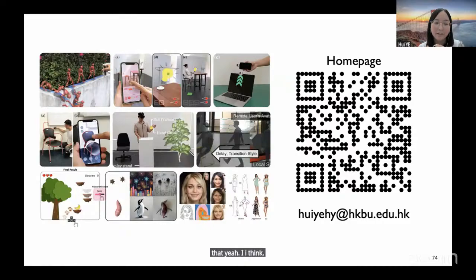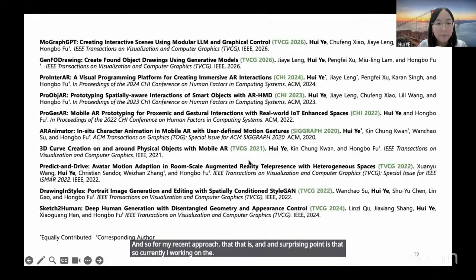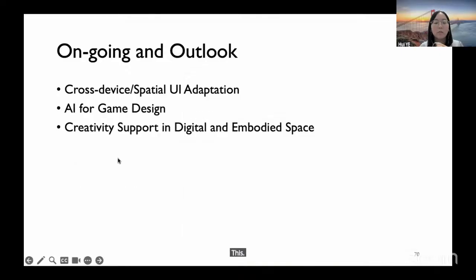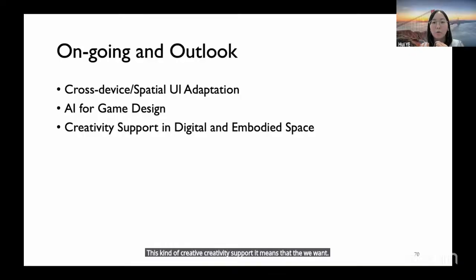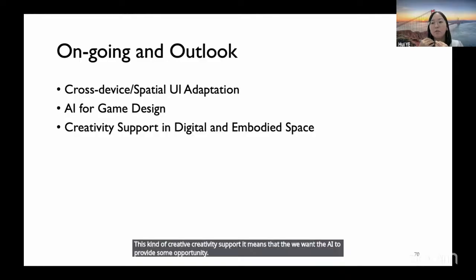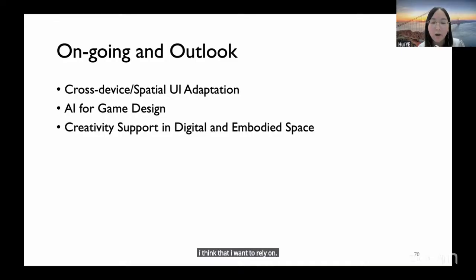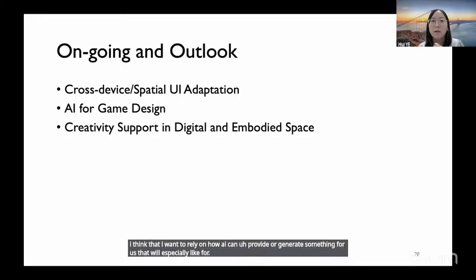I think it's a good point. So for my recent approach, the surprising point is that currently I'm working on this kind of creativity support. It means that we want the AI to provide some opportunity or to help us to find some interesting or creative or novel ones. So at the beginning, I wanted to rely on how AI can generate something for us, especially for a game, I want some interesting game ideas. I want AI to generate them for me.